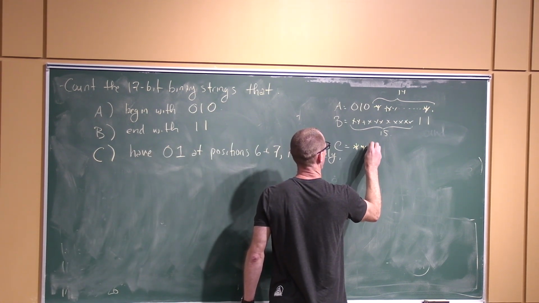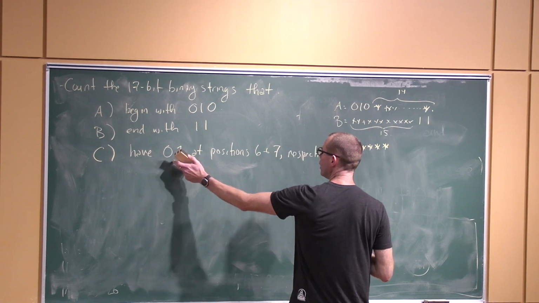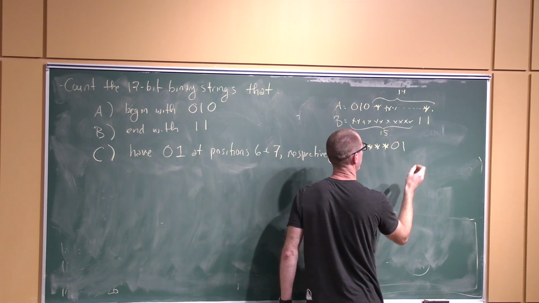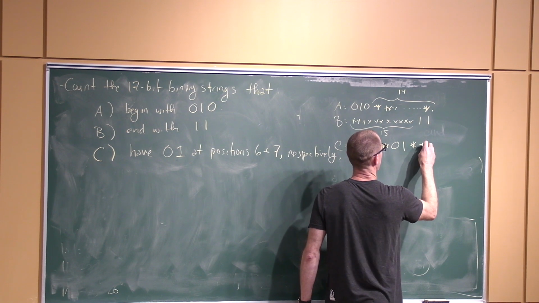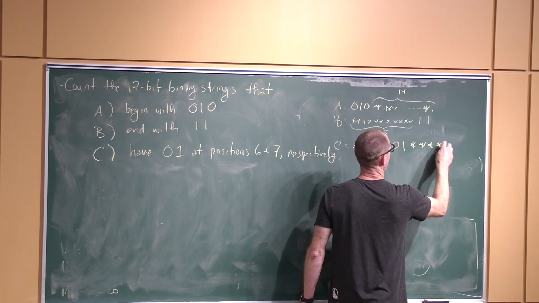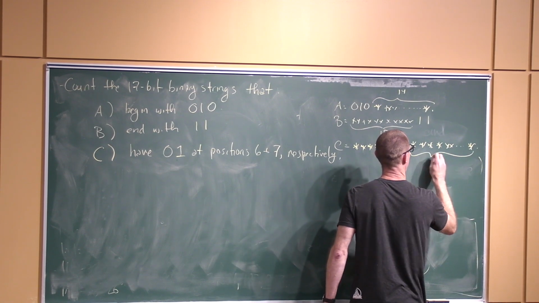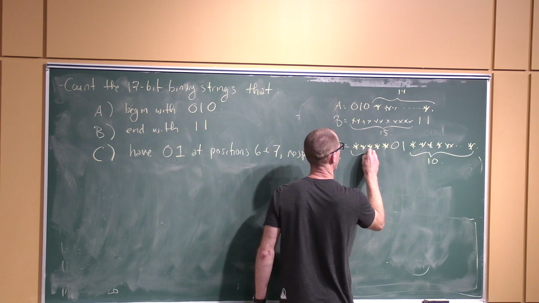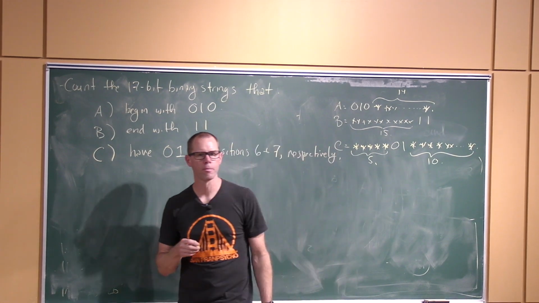And the C strings, they start with 1, 2, 3, 4, 5 things. And then I see 0, 1. So now I've seen 7 things. And then I see 10 more of whatever I want. 10 of these, 5 of these, and these 2 in the middle are fixed.